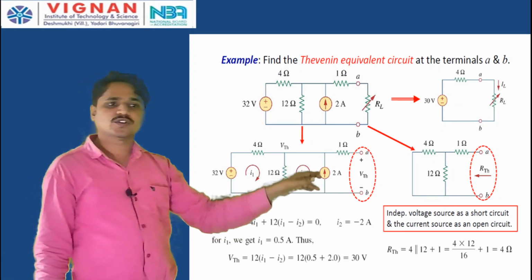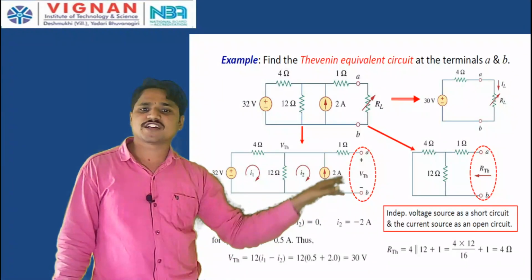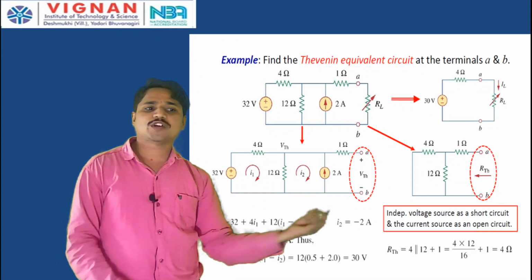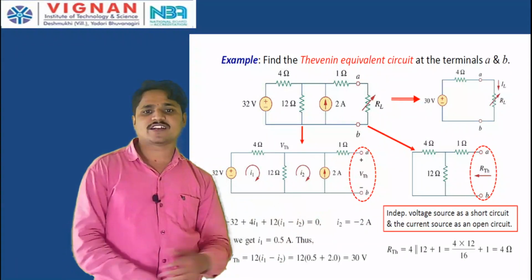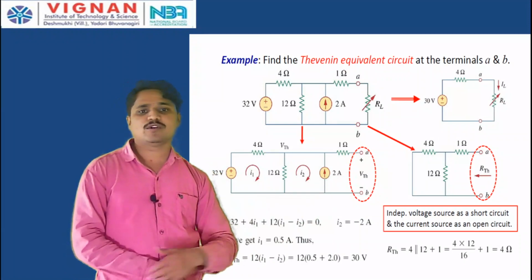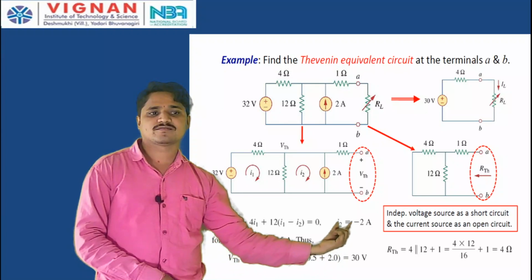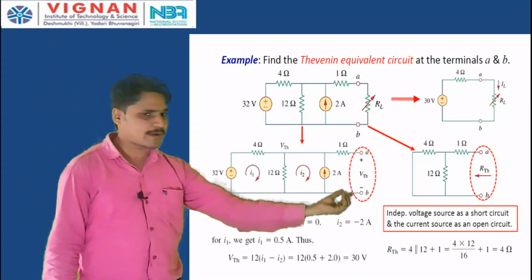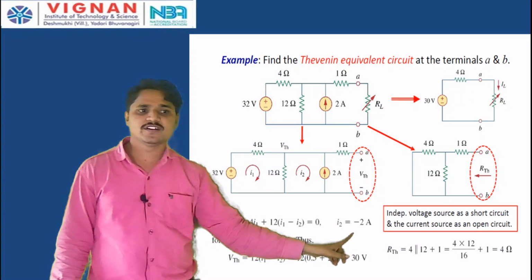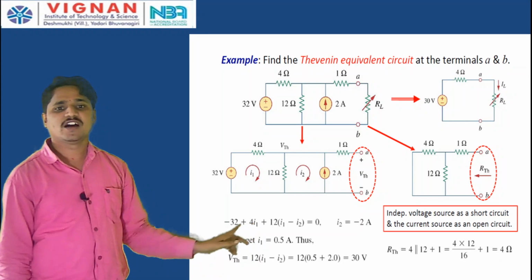But what is I2? See here in the second mesh, I2 is directly given because here a 2 ampere current source is there. So, 2 ampere is going from bottom to top, that is anti-clockwise direction, but I2 we have labeled as clockwise direction. Therefore, I2 is equal to minus 2 amperes. If we substitute I2 equal to minus 2 amperes in equation 1, then you will get the I1 and I2.